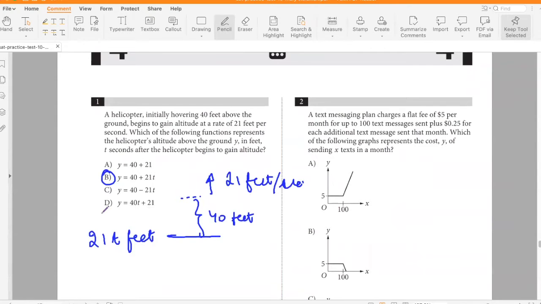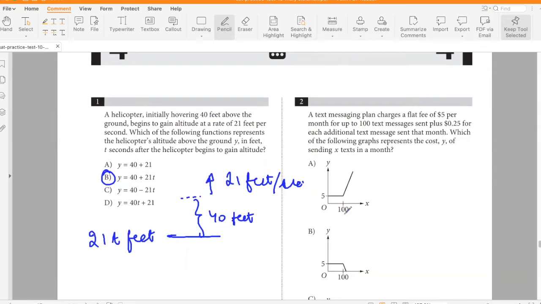A text messaging plan charges a flat fee of $5 per month for up to 100 text messages sent plus $0.25 for each additional text message sent that month. Which of the following graphs represents the cost of sending x texts in a month?